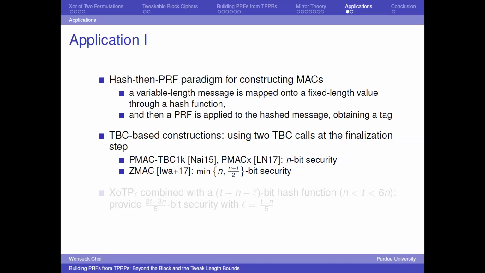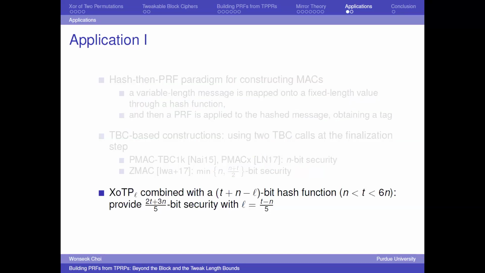The hash-and-PRF paradigm for constructing MACs is very useful because we need a variable-length message mapped onto some fixed-length value through a weak primitive called a hash function, and then we want to encrypt using a strong primitive, normally a PRF. There is already some known TBC-based construction using two TBC calls at the finalization step. So there are PMAC_TBC and PMAC_X, which achieve birthday-bound security, and ZMAC, which also achieves birthday-bound security. So basically, it is very hard to go beyond birthday-bound security.